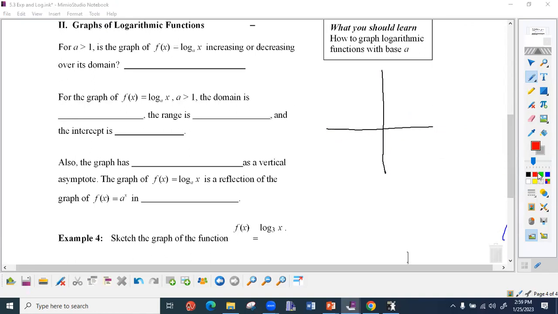All right, we said that the log function is the inverse of the exponential, right? So thinking about some of the properties of the exponential, what is a big property of the exponential function? What is a big property of the graph?